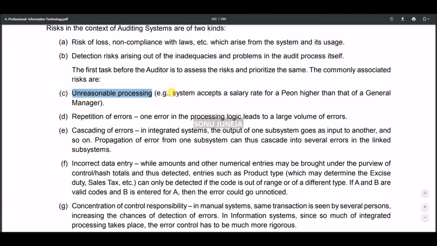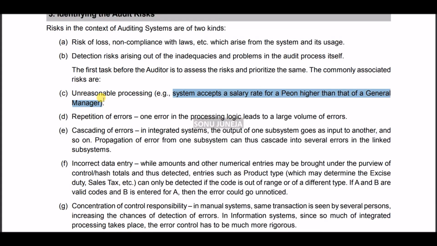Unreasonable processing. Example, you have a system which has set the salary rate of a peon higher than that of a general manager. I mean, which is not possible. So your system should be self-stable and self-knowledgeable, so that if you are entering any salary rate for a peon and so on, it should be within a certain range and not beyond that range. Repetition of error. One error in the processing logic leads to a large volume of errors.